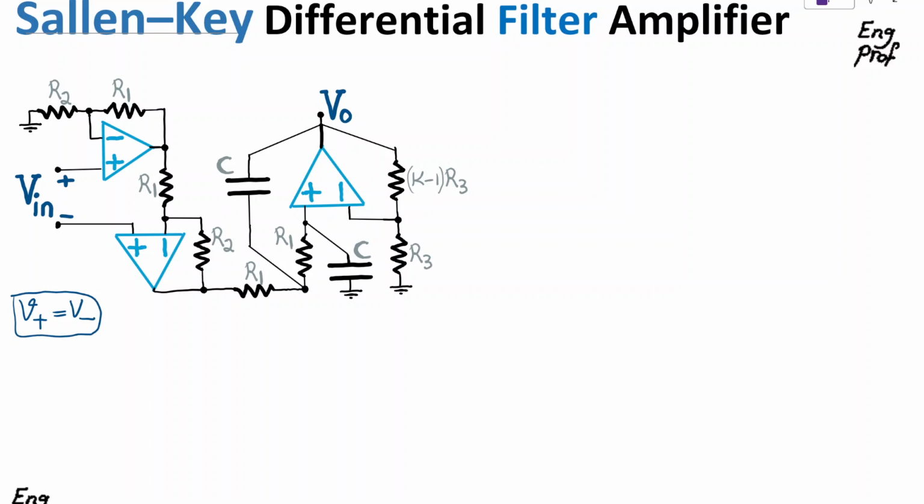Okay, so let me just use a different color. Let's name this node, for Vin, let's name here as V1 for the positive terminal of op-amp 1. Let's name this node as voltage V2, for op-amp number 2 for the positive terminal. Effectively, we are saying that Vin is equal to V1 minus V2. That's the only thing I'm doing.